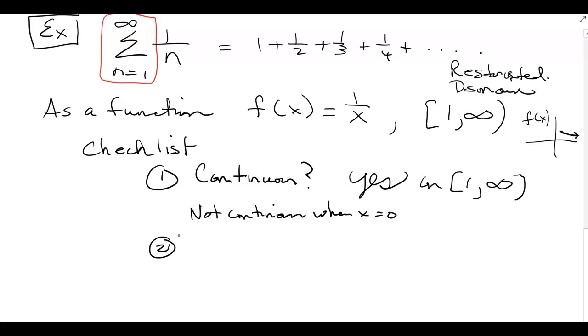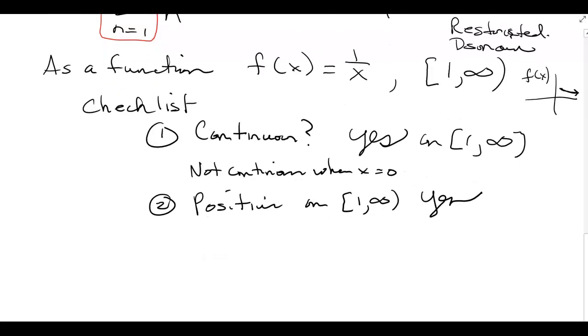Second piece. Is it positive? Well, there are no negative signs in our function, right? 1 over x is positive. That one is kind of obvious, right? We're only plugging in positive numbers to a function that has only positive values. So yes, it's going to be positive on the whole thing.